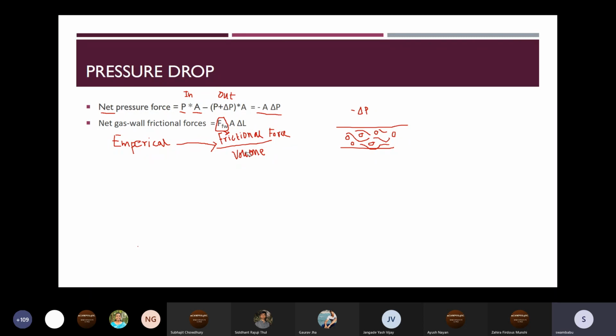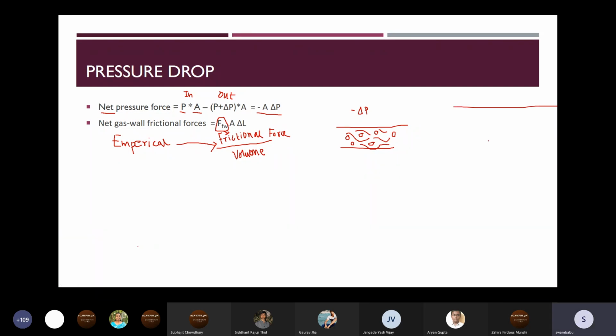Sir, in the first and second bullet points, the areas will be different, right? For the net pressure force, the area would be the cross-sectional area, but for the gas wall friction, it will be the wall area with which the gas is in contact, right? Okay, but we won't talk about only the area near the wall. We'll talk about the throughout area. Why do we take the overall area? That's an important point. Thank you.